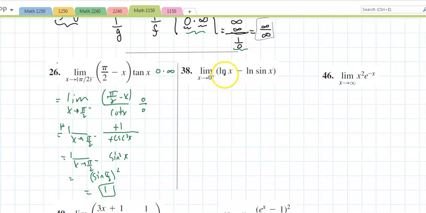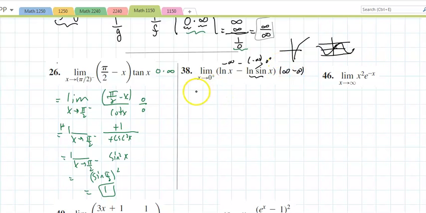Here, if I take the limit as x approaches 0 from the right, remember how the graph of a log looked like. That's negative infinity minus, and sine of x, if you look at the graph, approaching 0 from the right. 0 from the right, that's approaching 0 from the right as well. So that's a negative infinity. That makes it infinity minus infinity.